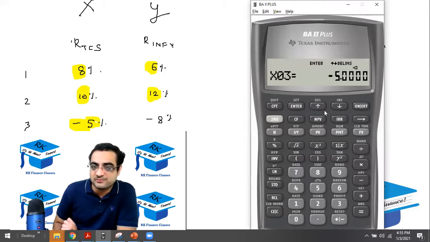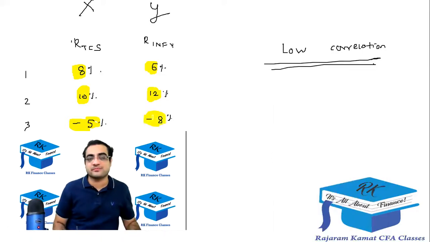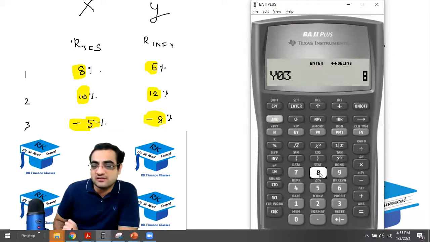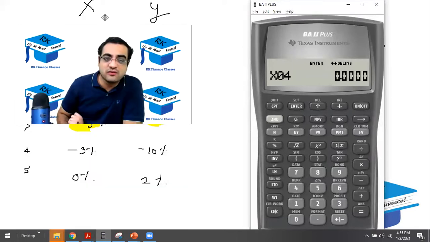Downward key. Y's value is -8. Okay, so 8 with a negative sign and enter. Scroll down. Fourth value is -3 for X. So 3 with a negative sign, enter. Scroll down. For Y, 10 with a negative sign and enter.